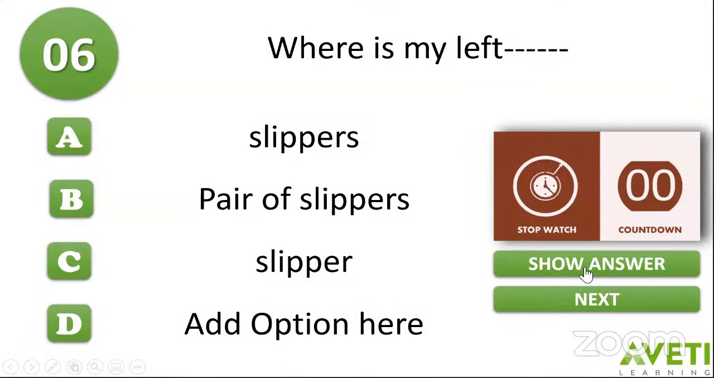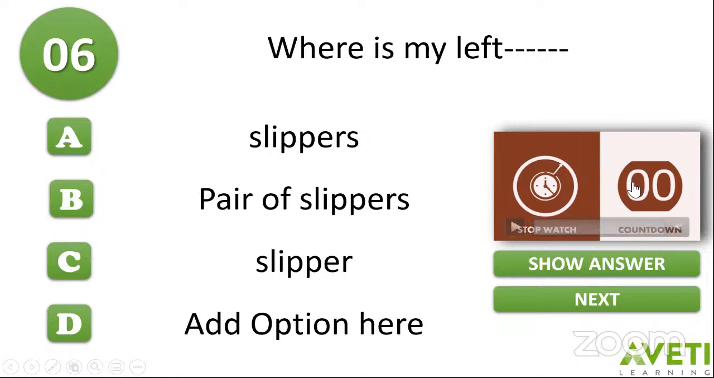Alright, now another thing we should know is that sometimes we don't have to use a singular or a plural the same way. Even if the noun seems to be plural, in some cases you have to use only the singular. For example, where is my left dash? The options are pair of slippers, slippers, slipper.